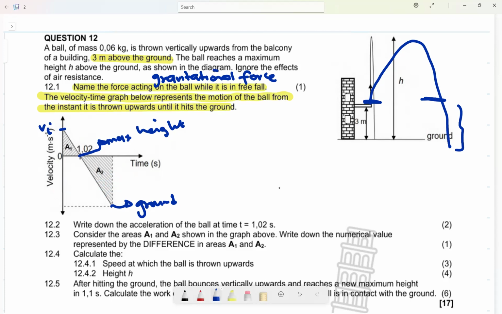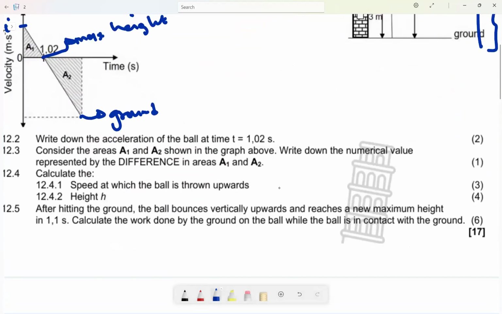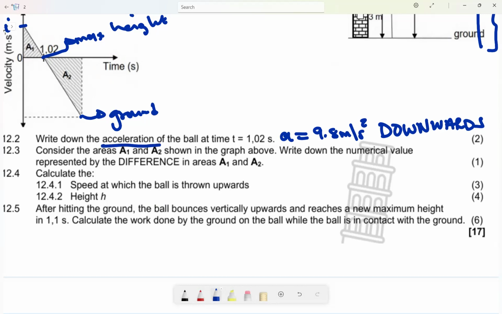Now they say to us, write down the acceleration of the ball at time t equal to 1.02. At t equal to 1.02, it is at maximum height. At the maximum height, the velocity is zero, but acceleration is always down. Acceleration does not change. It is always 9.8 meters per second squared downward. This is all they wanted, the acceleration. Acceleration is a vector quantity, with both magnitude and direction.